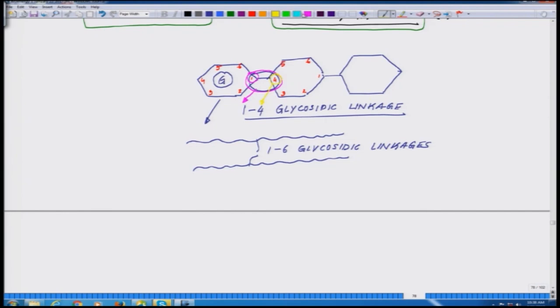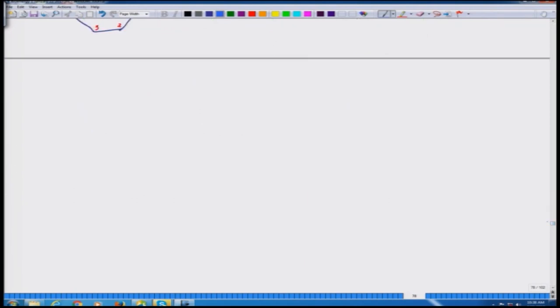Say there are two glucose molecules. This is one glucose molecule sitting here, numbered 1, 2, 3, 4, 5, 6. Another glucose molecule somewhere out here, with 1, 2, 3, 4, 5, 6. If a bond is formed between this one and this one, those are called 1,6 glycosidic linkages. So, plant contains two major storage forms which we have already talked about. One is starch and the other one is sucrose.